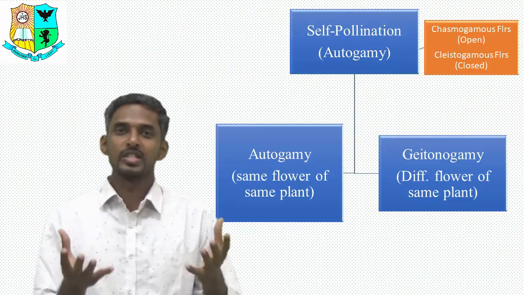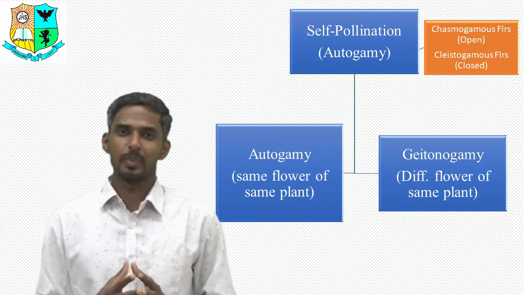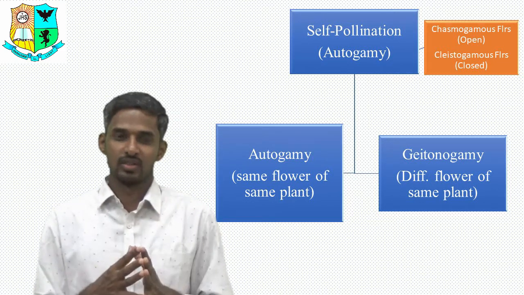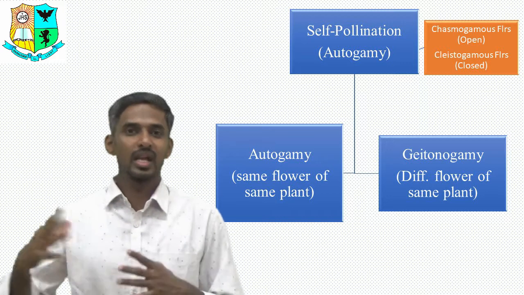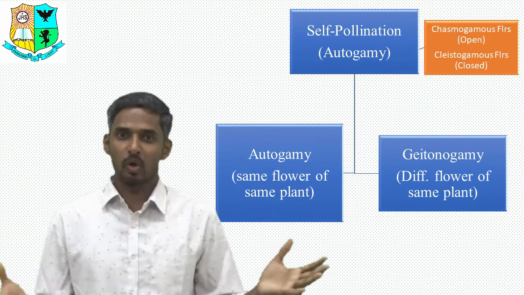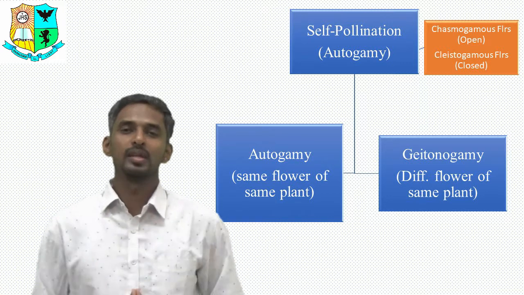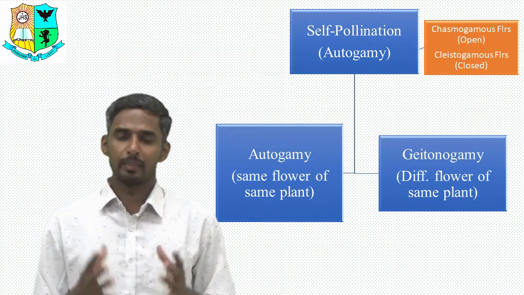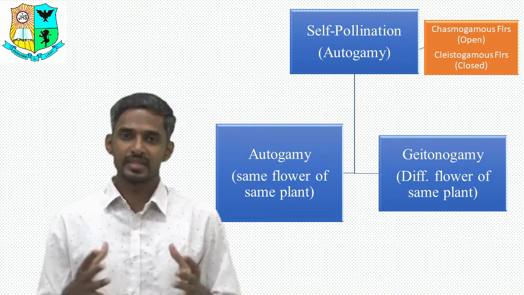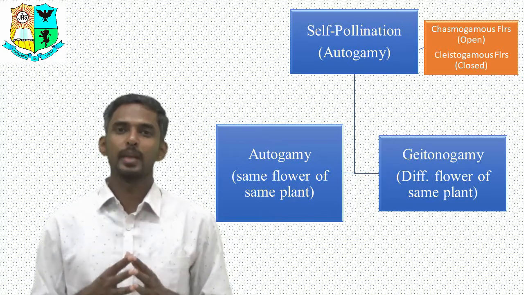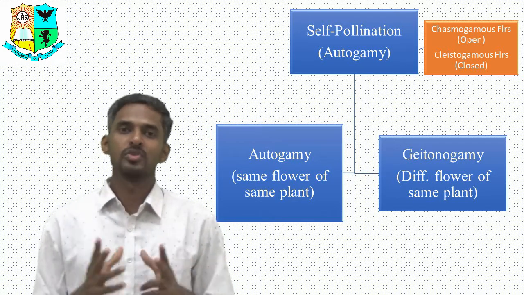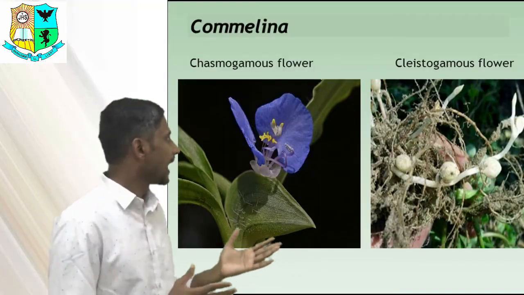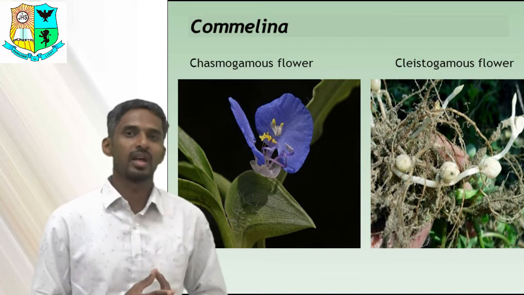Self-pollination means it is within the self. That means within the flower itself. It is selfish. It does not interact with the other flowers. All business is taking place within the same flower. And therefore, the plants that exhibit this self-pollination mainly produce two types of flowers. One is chasmogamous flower and the other is cleistogamous flower.